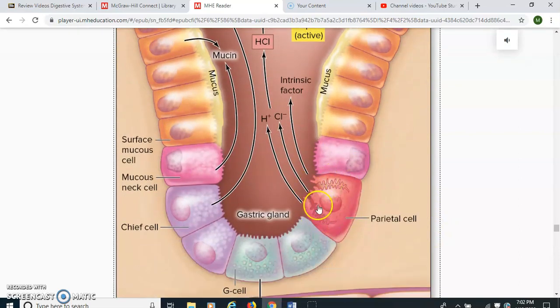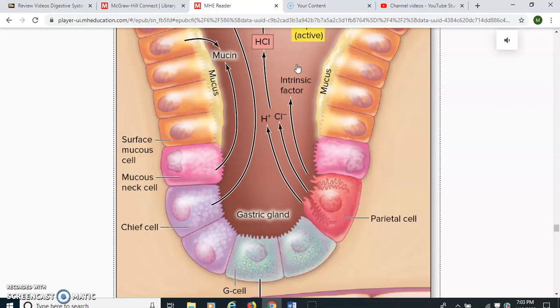So here's the parietal cell. We'll talk about this function first, where the parietal cells are producing a substance called intrinsic factor. So this is our parietal cell, and it's producing intrinsic factor. The importance of the intrinsic factor is that it's not going to stay in the stomach. It's going to head down to the small intestines. And what it's essential and necessary for is the absorption of vitamin B12.